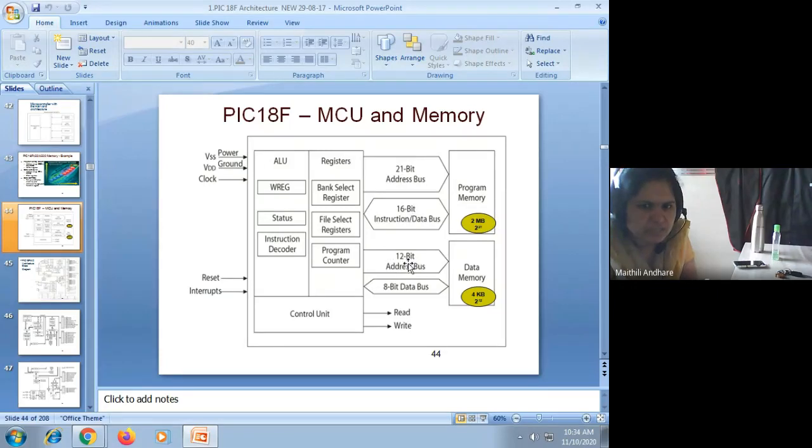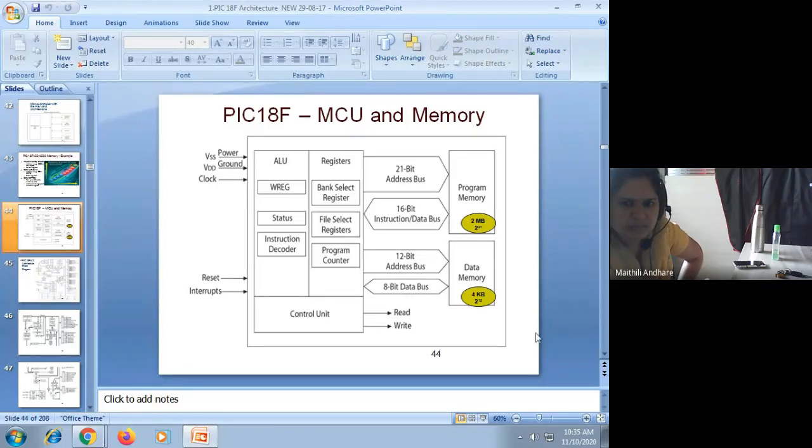Okay, so they have given the sizes of data memory and program memory, the address bus and data bus size. Then registers. As we have seen, the PIC microcontroller comes under RISC, and RISC has a large register set. Here the registers are also called files. So a number of registers are there: bank select register, file select register, program counter is also available, instruction decoder is available, status register is available, and WREG, which is called the working register. The working register is the same as the accumulator register in the 8051 microcontroller.